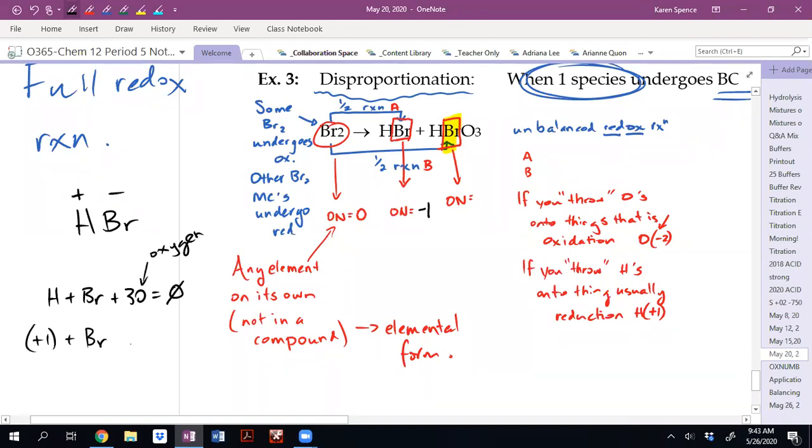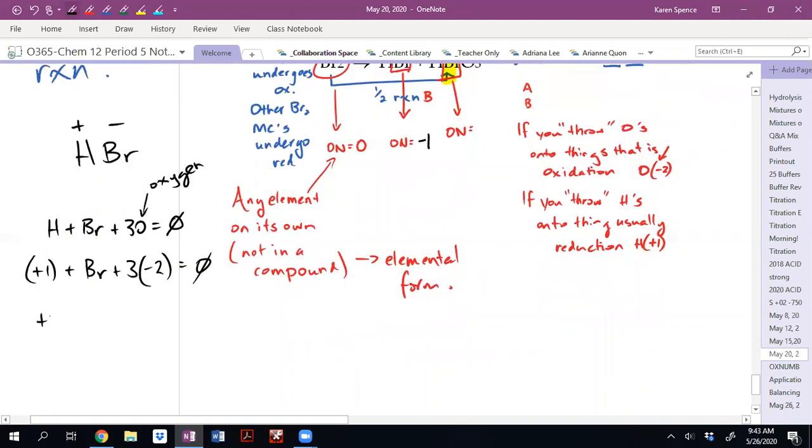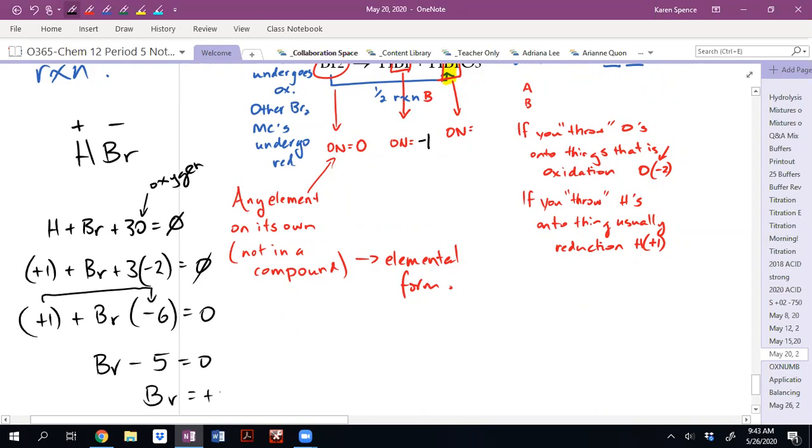Bromide is the one we're looking for, and we have 3 times the oxidation number for oxygen, which is -2, so that gives us that. Then we would have +1 plus bromide -6 equals 0. If I take these 2 together, I get -5. Bromide plus -5 equals 0, so bromide is going to have an oxidation number of +5. Okay.